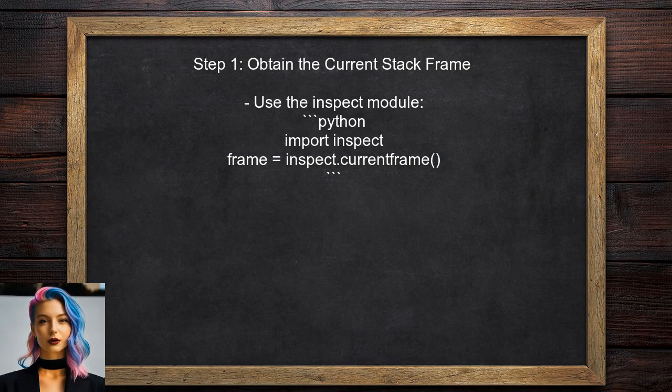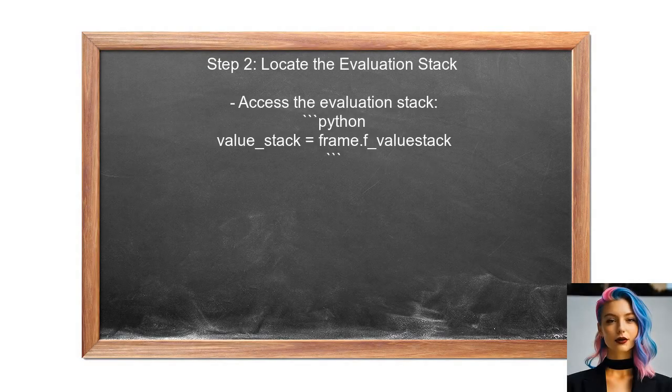To access the evaluation stack in CPython, the user should first obtain the current stack frame. This can be done using the inspect module in Python. Next, the user needs to locate the beginning of the evaluation stack. In the C implementation, this is represented by the f_valuestack attribute of the frame object.